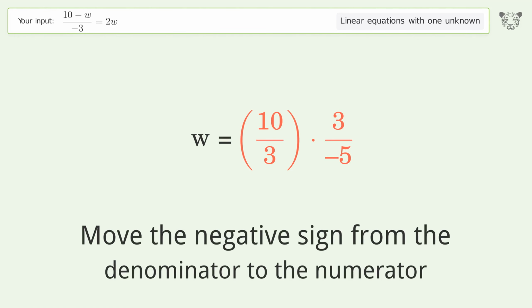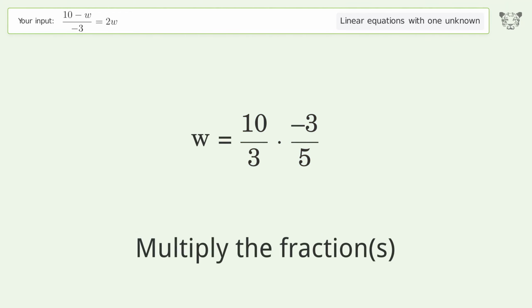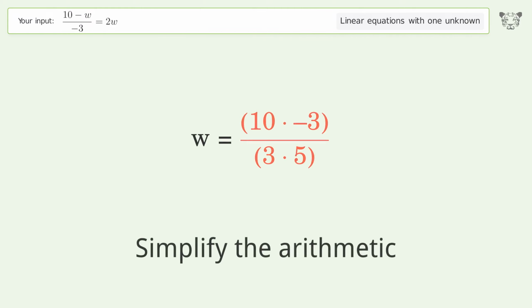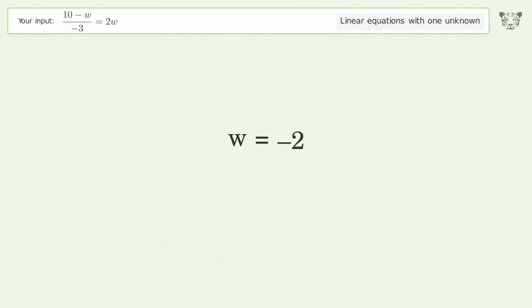Move the negative sign from the denominator to the numerator. Multiply the fractions. Simplify the arithmetic. And so the final result is w equals -2.